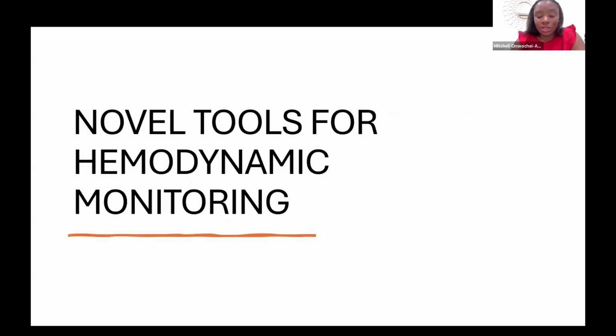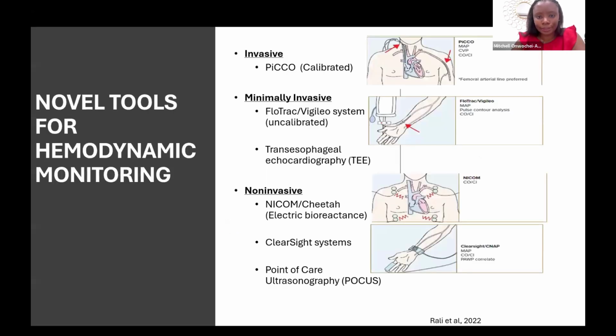So now we can talk about novel tools for hemodynamic monitoring. And they're mostly minimally invasive or non-invasive. There are lots of them out there. I'm only going to talk about a few because otherwise it would take me the whole day to go through each one of them. So I'm just going to talk about the more common ones.